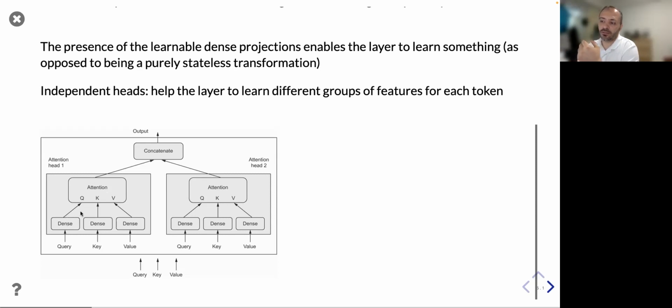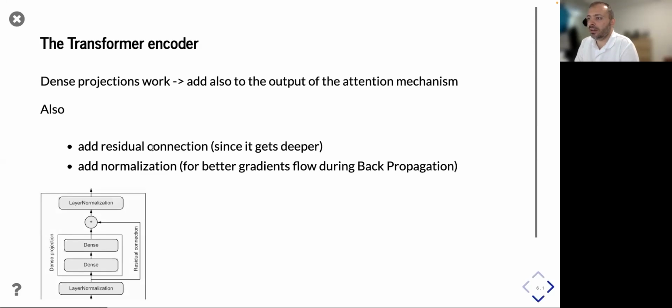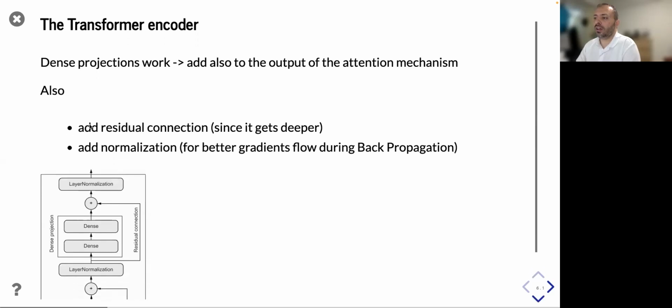So here is the learning part of the head. After we have the output of this dense layer, we input this to the attention mechanism, similar to what we saw before. And then after we have all this, we just concatenate them. We merge the results to this output. And this is more or less the transformer encoder idea. So let's talk in more detail regarding the transformer encoder.